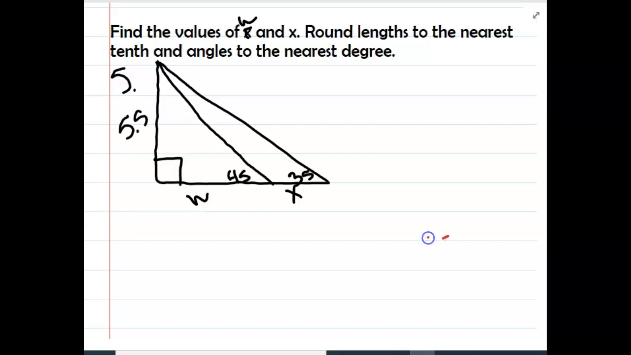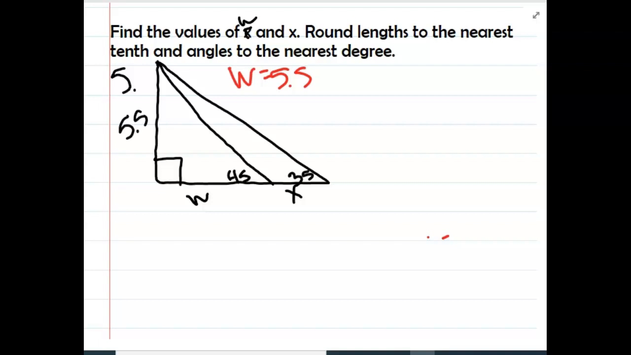Look at this little triangle. Isn't it a 45-degree triangle? Which is awesome. Because what do we know about the legs of a 45-degree triangle? Yeah, they're congruent. So we already know that W is 5.5. You don't have to do any work. Now, if you went through the process of taking tangent of 45 equals 5.5 over W and solved that, you would get the same thing.